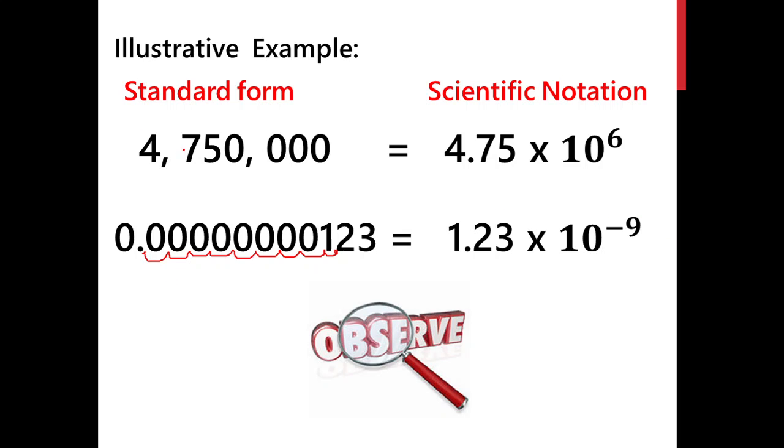Now from 4,750,000, the original decimal point is here. To make a scientific notation, you transfer the decimal point here, and then count 1, 2, 3, 4, 5, 6 going to its original decimal point. That's why it's positive, because it's going to the right. It's negative because you're counting going to the left.